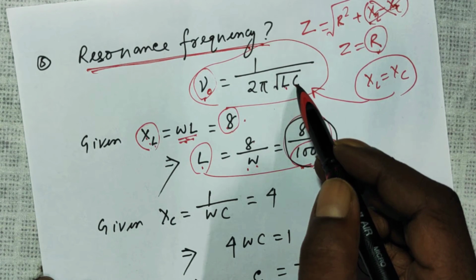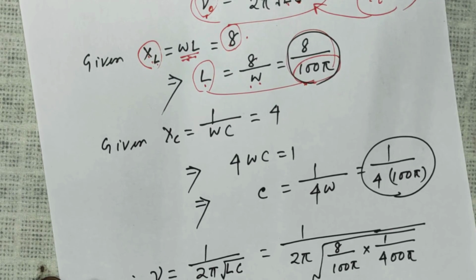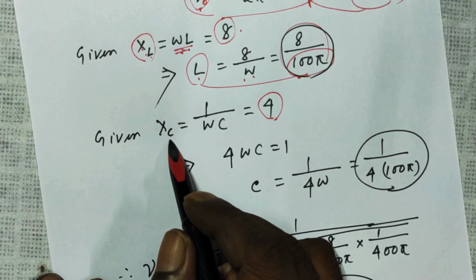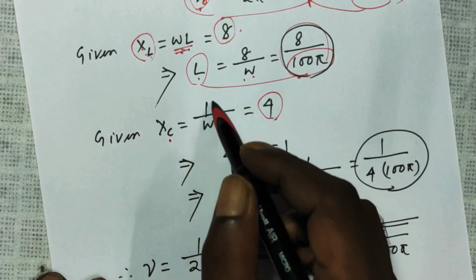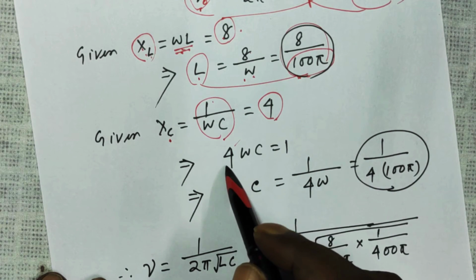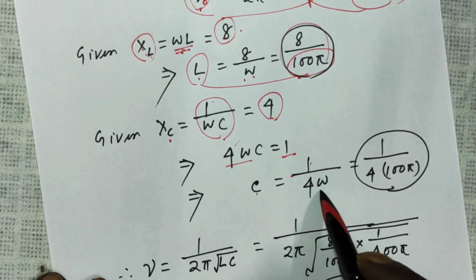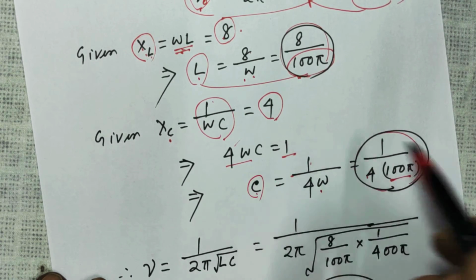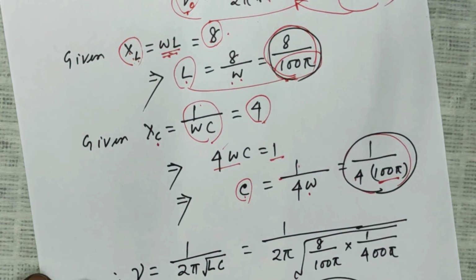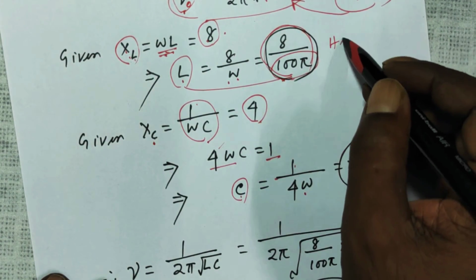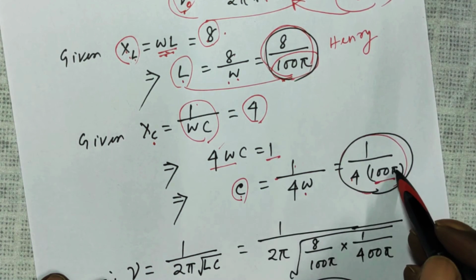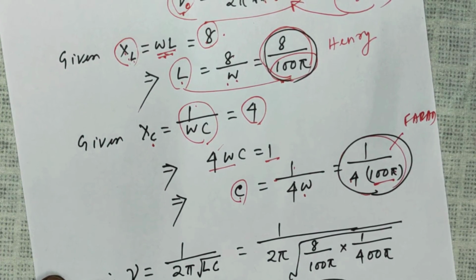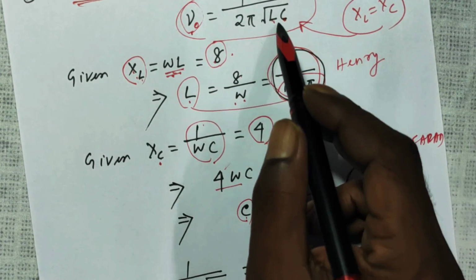Now we are required to find the value of C also. It is also given the capacitive reactance is 4, and capacitive reactance was derived in theory lessons as 1 by omega C. So cross multiply this, 4 omega C is 1, so C is equal to 1 by 4 omega. So this is the value of C, and this is the value of L. L means this much Henry. C means this much farad. So you put this value of C and this value of L here.